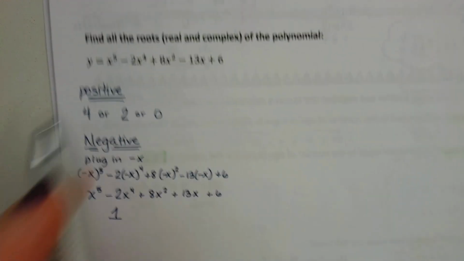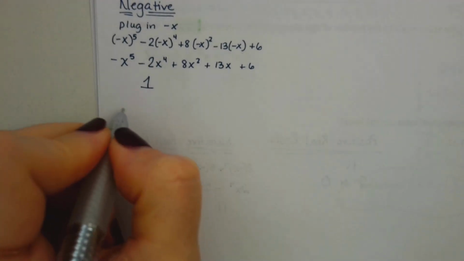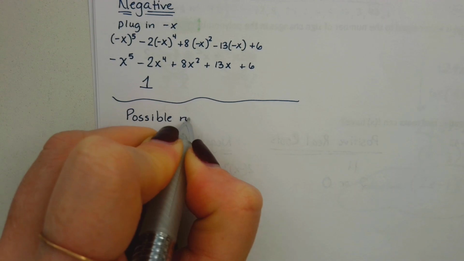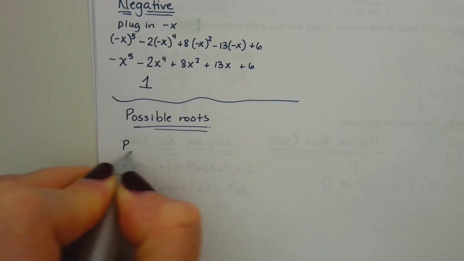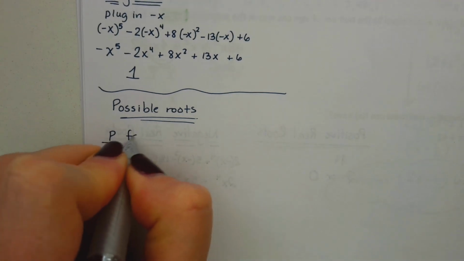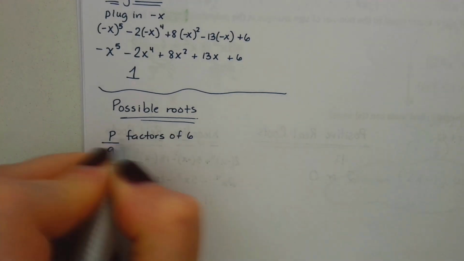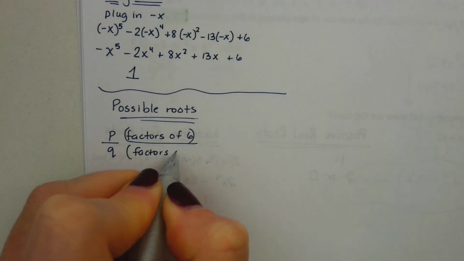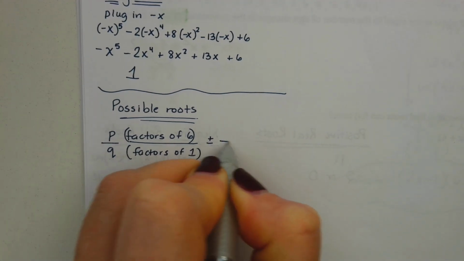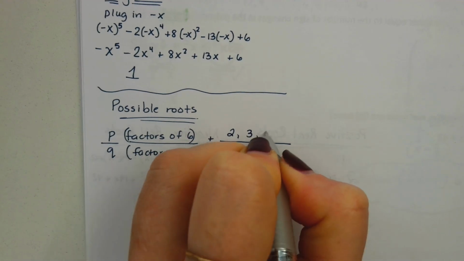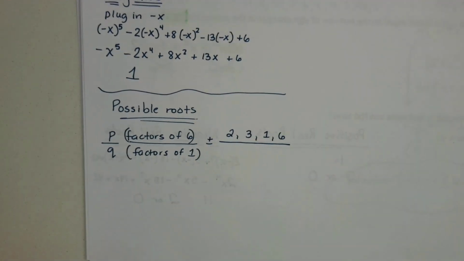Next up, if we need to fully factor this, find all the roots, I need to make my list of P over Q's, possible roots, just like we did on the first notes. P is going to stand for factors of what number? 6. And Q stands for factors of the leading coefficient, which is just a 1. And remember, it can be both positive and negative of all these numbers. What are my factors of 6? 2, 3, 1, and 6. And then factors of 1, just 1.